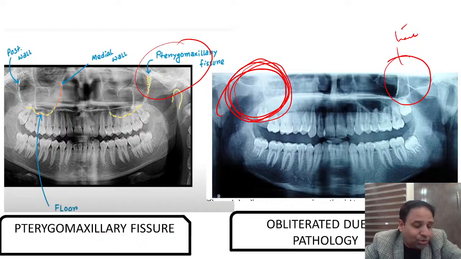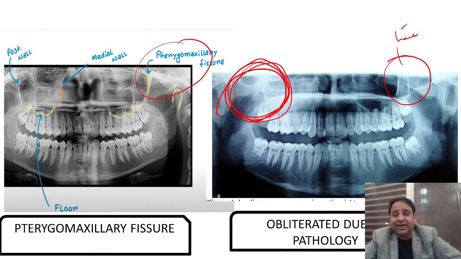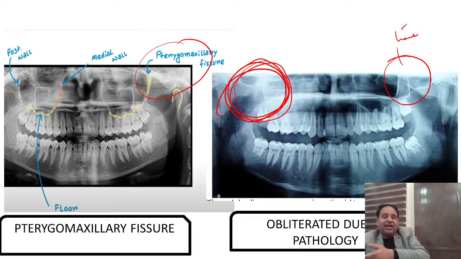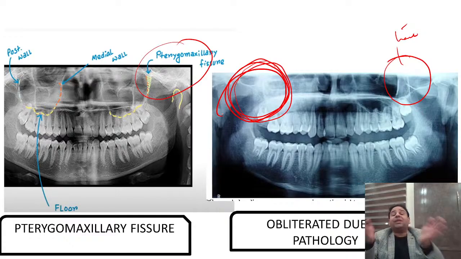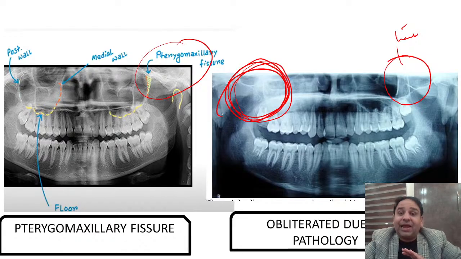No. So how many of you think the pathology is on the left side, and how many think it is on the right side? You are getting confused. That is what I am telling you, students, about why these anatomic landmarks are important. They are important because they sometimes tell us about the pathology.